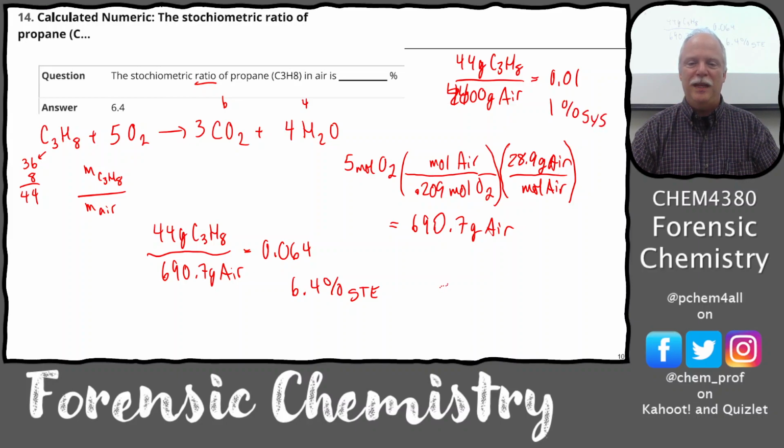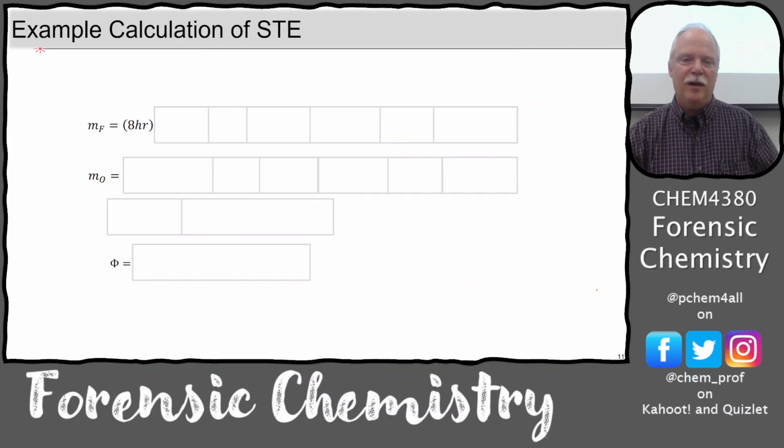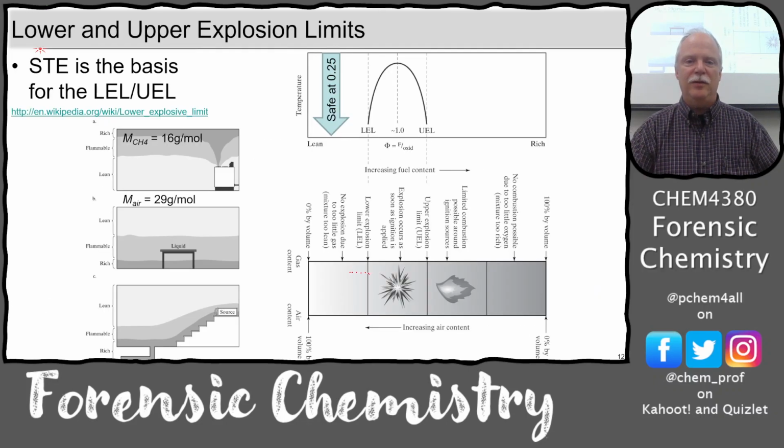Cis, so phi is equal to cis over STE. Okay, so it's 1% over 6%. So what is 1/6? And so that was that thing for calculating the LEL, UEL.